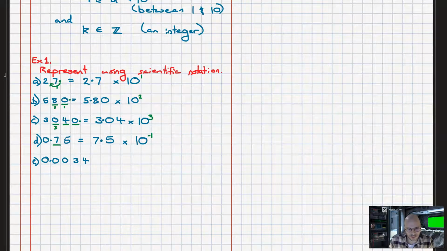So what you're going to find is that when you move the decimal place to the left, you get a positive exponent, and when you move it to the right, you get a negative exponent.